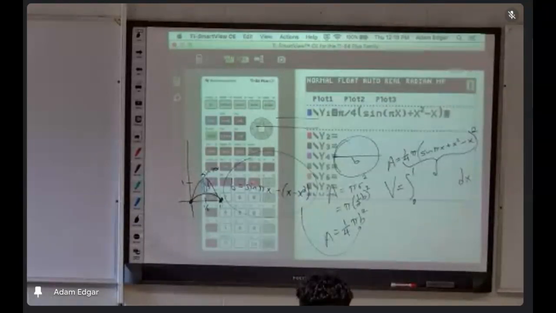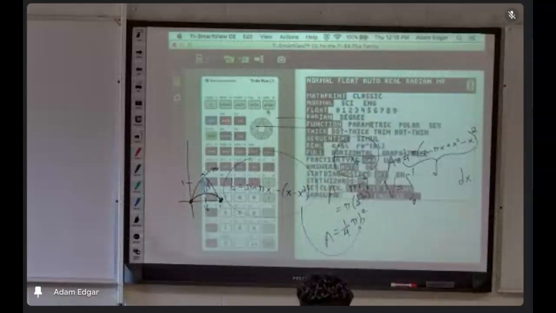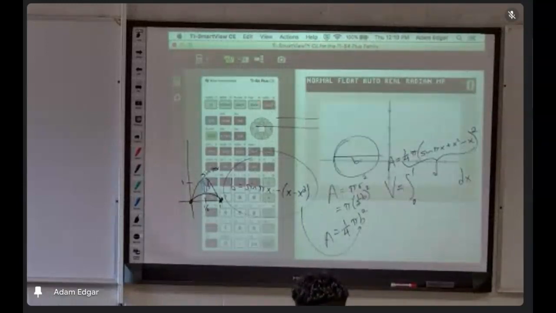And then also make sure your calculator is in what mode? Radians, because if you do this in degrees, you might have beautiful work and you did everything correctly, and then your calculator will lie to you because you lied to it. So make sure your calculator's in radians. Once you do that, you go ahead and hit graph. And you're going to integrate just from 0 to 1.